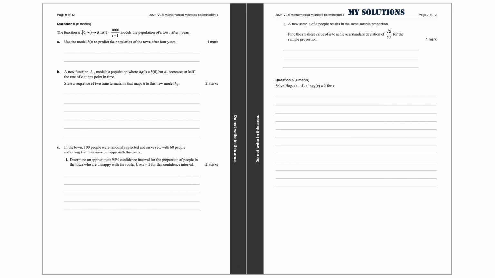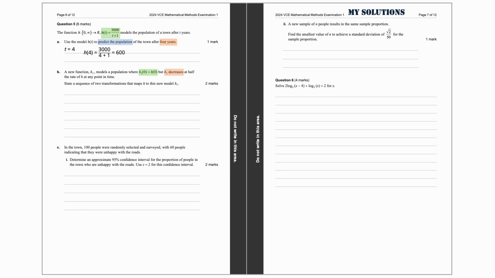Question 5. We are given the function h of t equals 3000 over t plus 1 that models the population of a town after t years. Part A. Use the model h of t to predict the population of the town after 4 years. All we have to do here is just substitute 4 for t, and that gives us h of 4 equals 600.